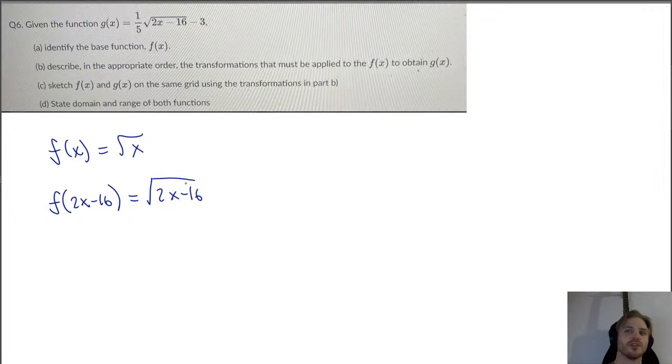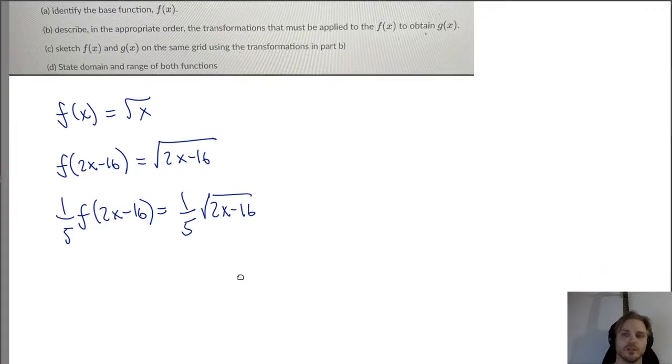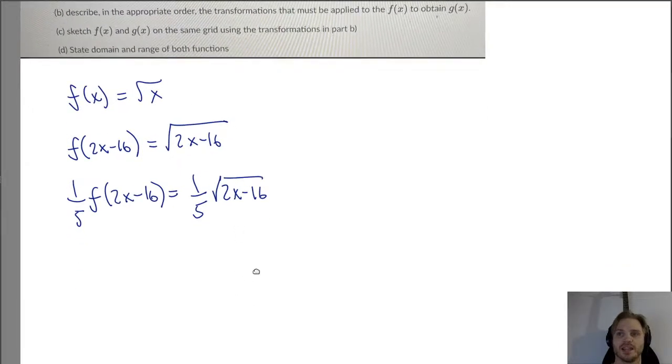And if you don't understand function composition, like if you are just learning function composition, or maybe you learned it last year, this might seem really hard to you. If you stick with this over the years, you'll get much better at this. Now I need this to be times 1/5, so I'm going to multiply both sides by 1/5. So 1/5 of f of 2x minus 16 equals 1/5 times the square root of 2x minus 16. So that's cool. And then I need to add -3 to both sides as well.